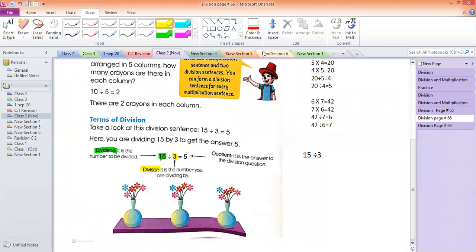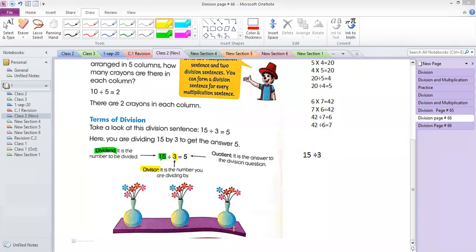Okay. Any problem in dividend, divisor and quotient? If you have any problem, you can ask me. Yes, guys, any problem? No. Do you understand these terms? Okay. Now you know what is dividend, what is divisor, and what is quotient.